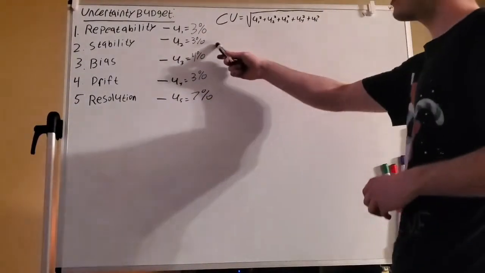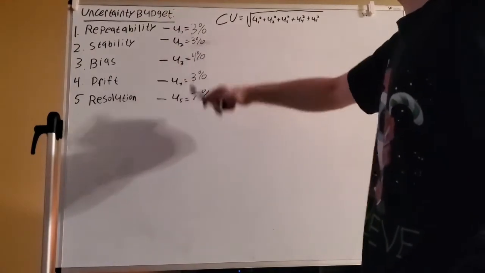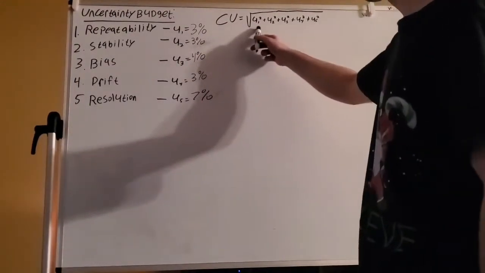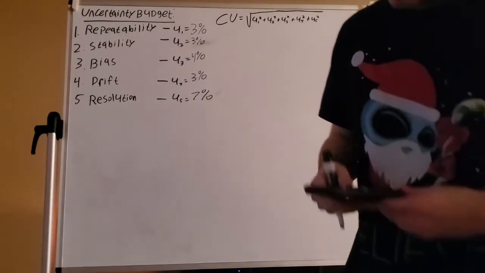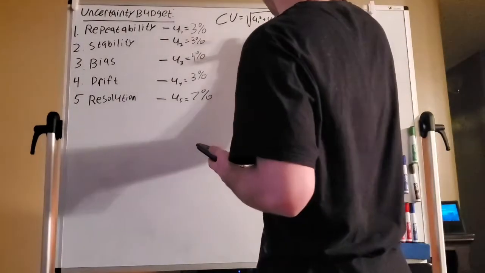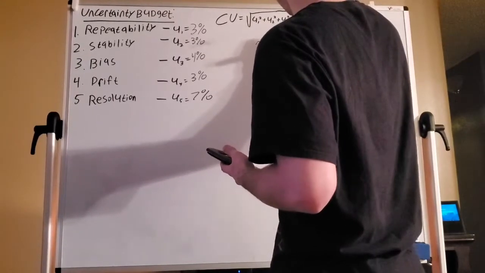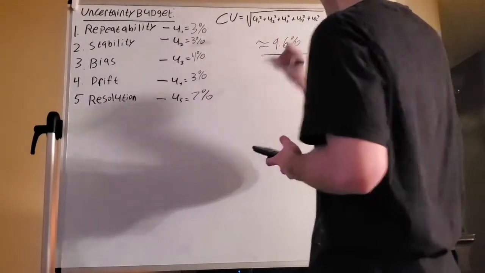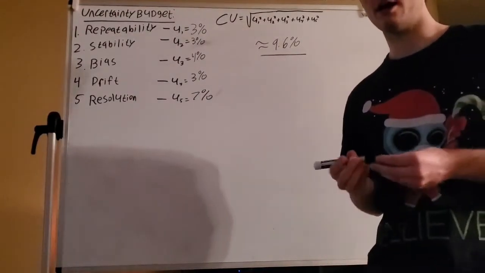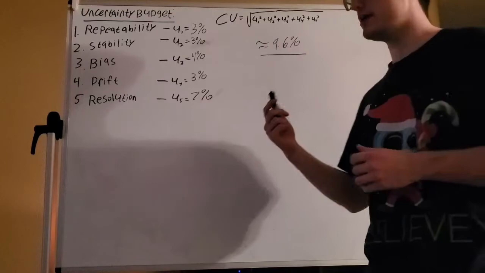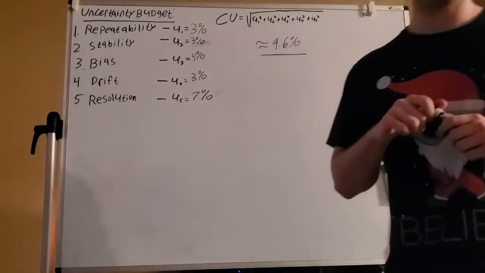Okay? And then if we convert all of these to decimals, so 0.03, 0.04, 0.07, square them, add them, and take the square root, we get to a number. If you plug everything in, you should get somewhere around 9.6%. And that is going to be our total uncertainty for our experiment, how uncertain the ratio of the flow rates leaving the Venturi is. Okay. Thank you.